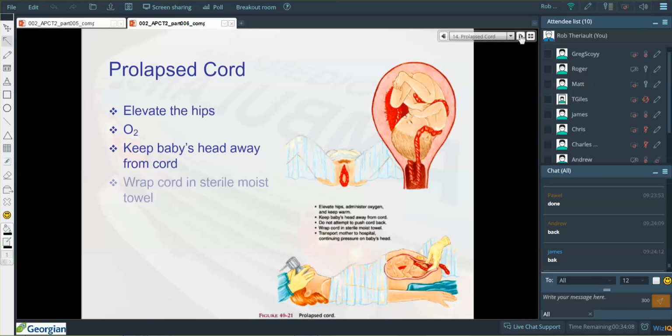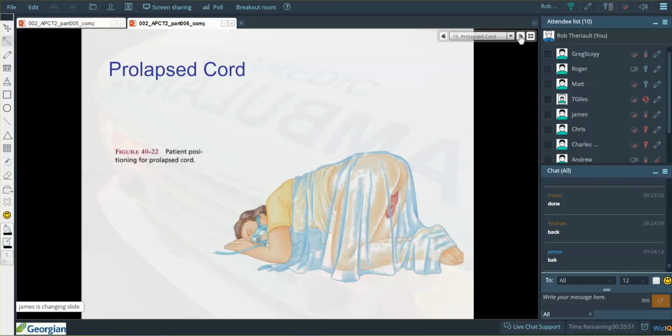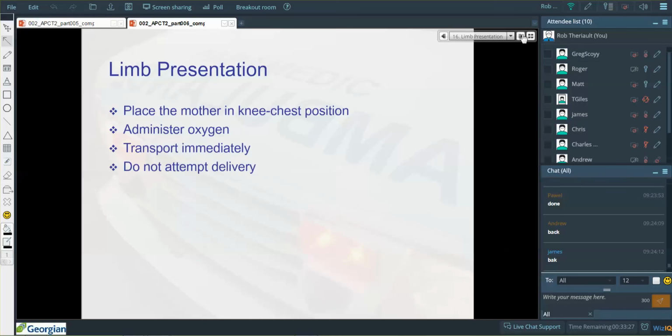So elevate the hips, O2, and keep the baby's head away from the cord. If at all possible, wrap the cord in a sterile moist dressing and transport. So you can see here where the head is being kept away from the cord. Continue pressure on the baby's head. This is the ideal position for a prolapsed cord. Gravity keeps the baby's head away, but it's not ideal for transport, unfortunately. Trendelenburg may be your only safe way to secure the mum. So we talked about this.